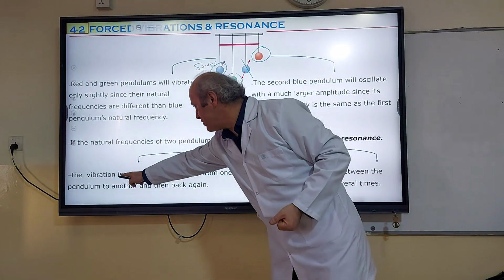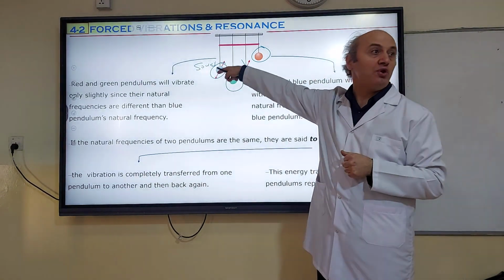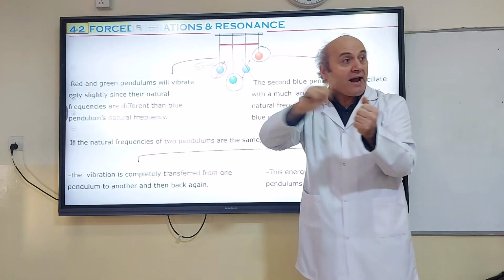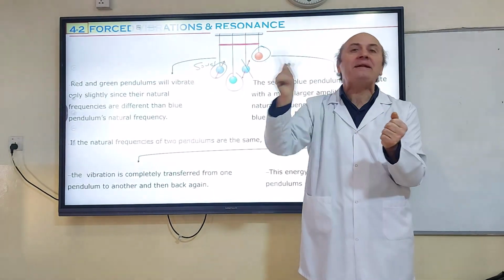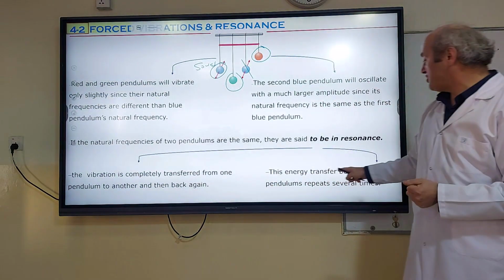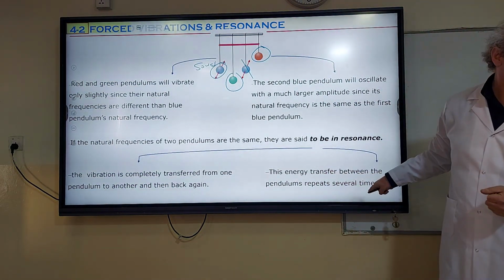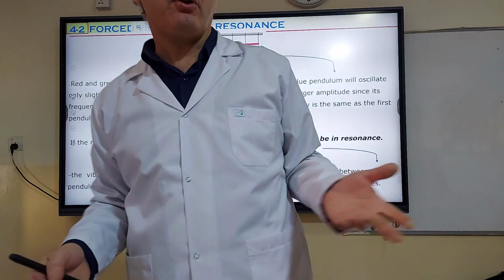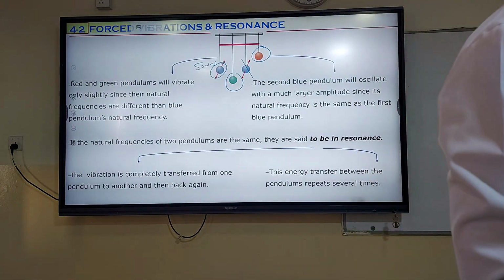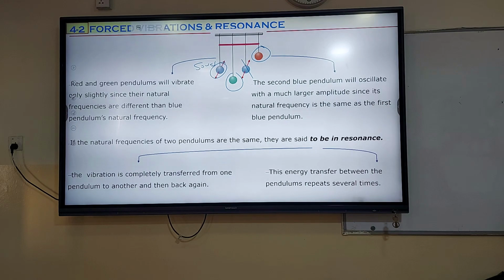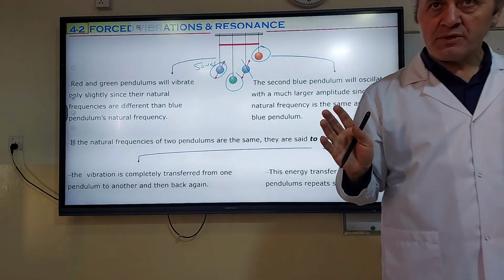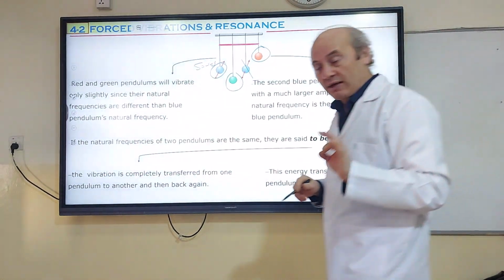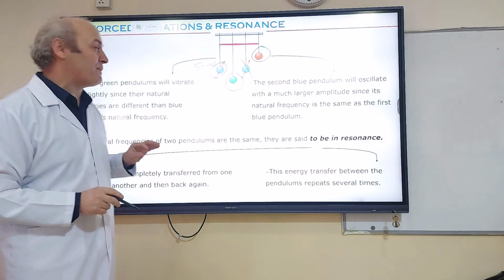So the vibrations are completely transferred from the first blue to the second blue, then from second to first, then first to second, second to first. Energy will be transferred between these two pendulums repeatedly. This energy transfer repeats several times, even infinitely, if there is no damping. But because of damping, of course, mechanical energy will decrease. We learned about this in chapter 3, section 2. So finally, the system will stop. But you are going to see something. Now I will show you a very interesting experiment about this.